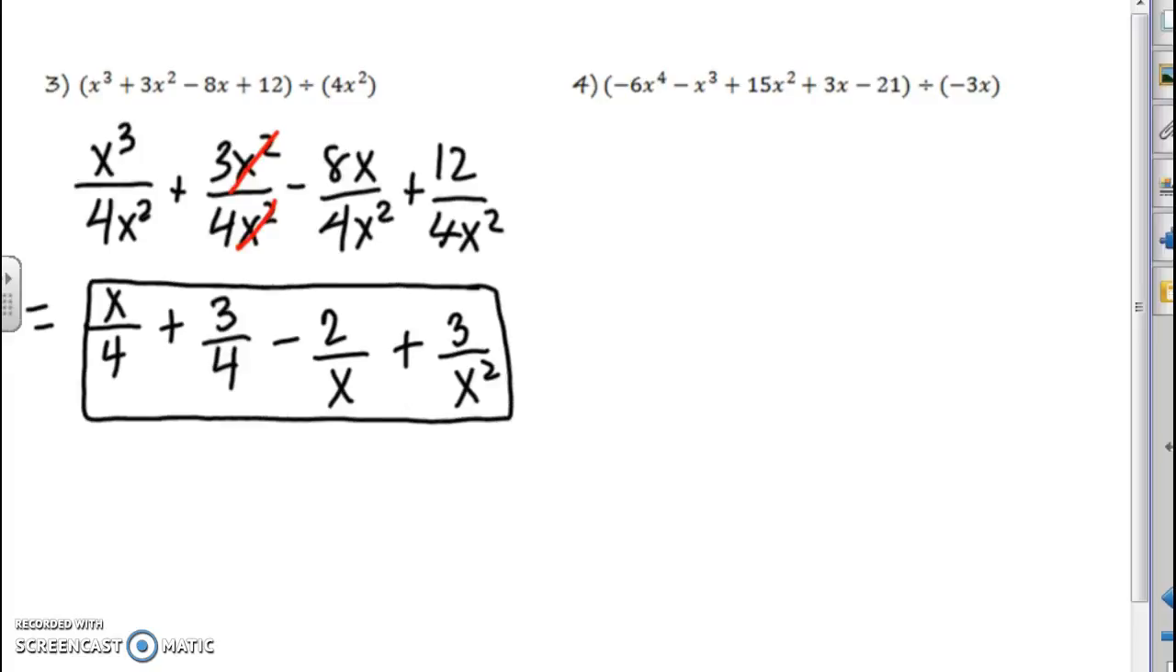All right, set up the next one, and go ahead and hit pause, set it up, and try to simplify it on your own. And then when you're finished, check it with my answer. I'll walk you through it. So hit pause right now, set it up, and simplify it.